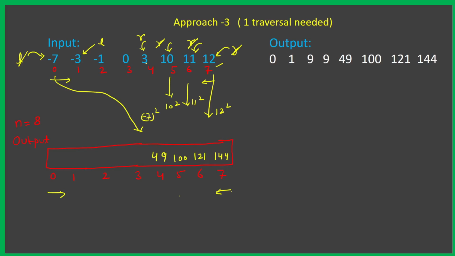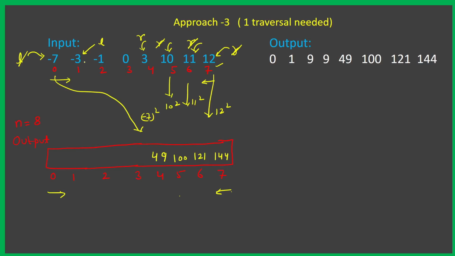So what I did in approach number 2, I found the square of this element and this element also, stored them here, and decremented left and right. But in approach number 3, if we do this, it will not work in some cases, and I will tell you that later.